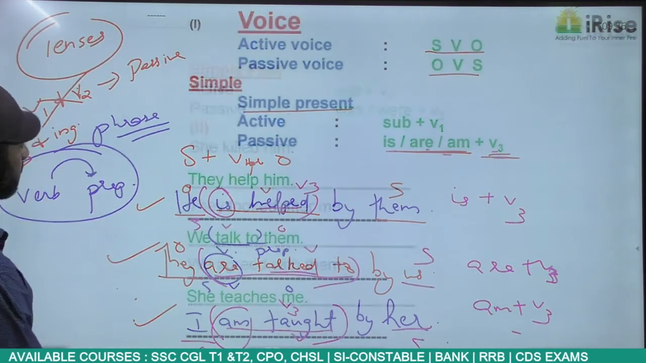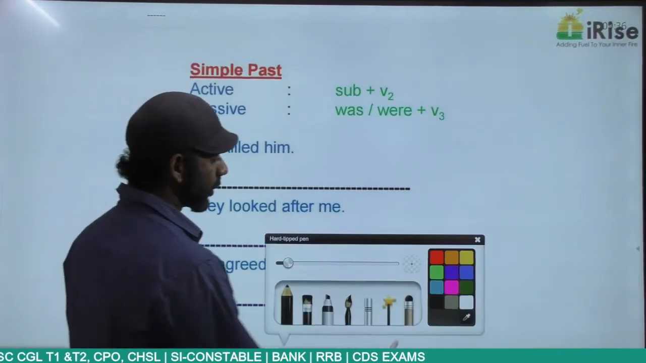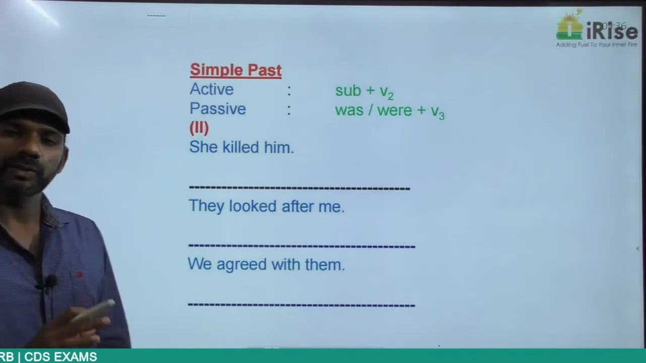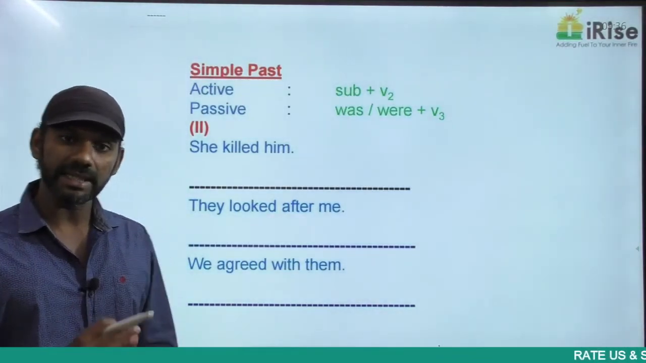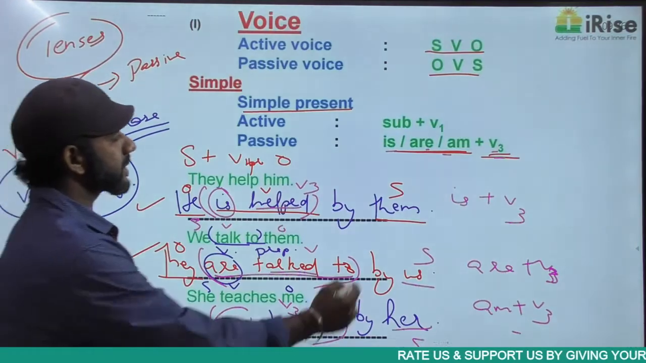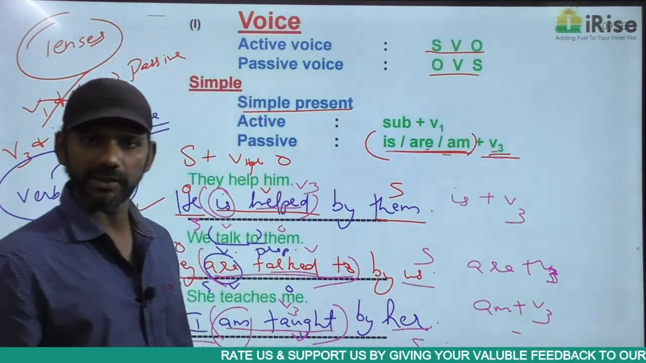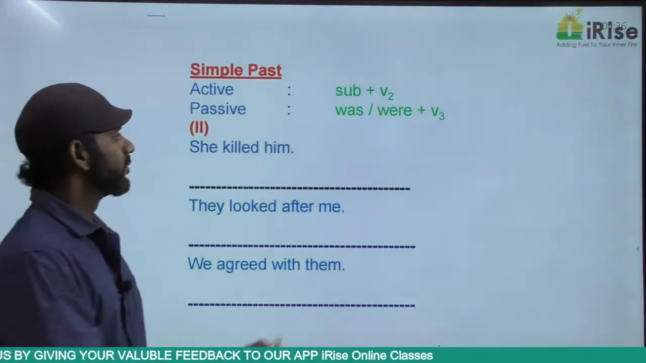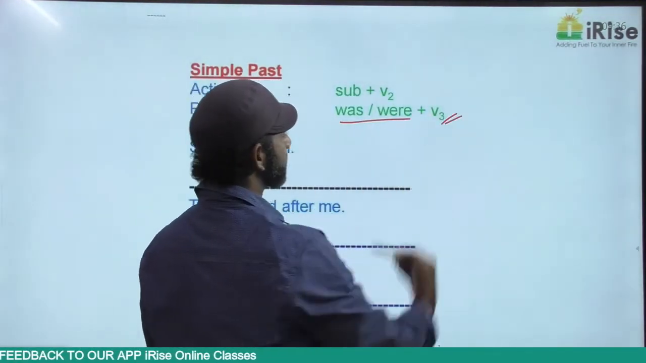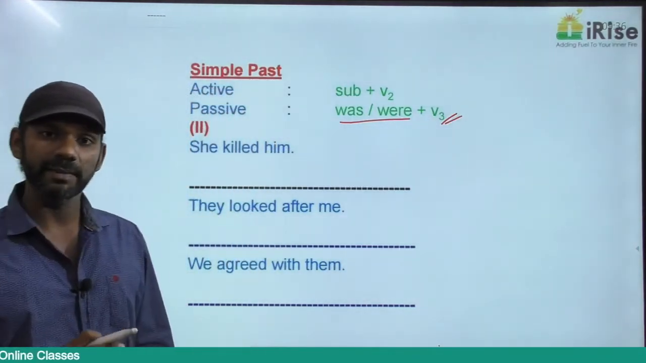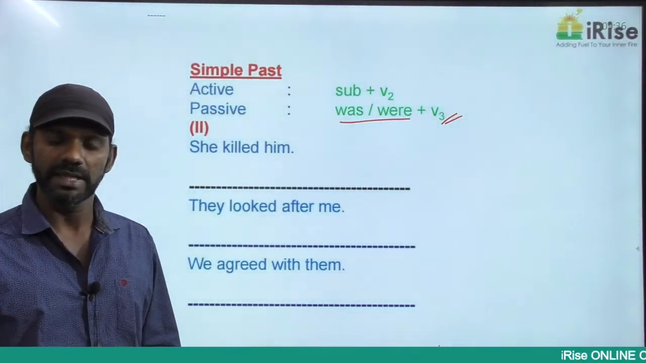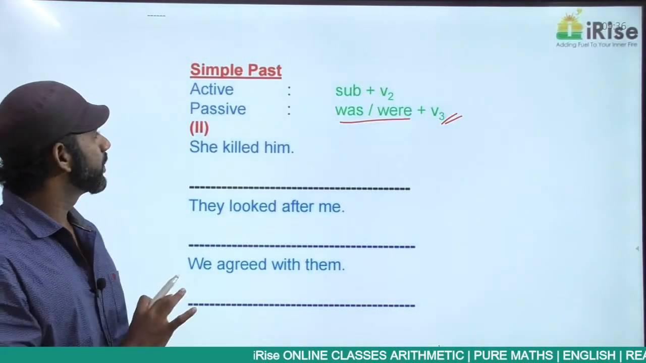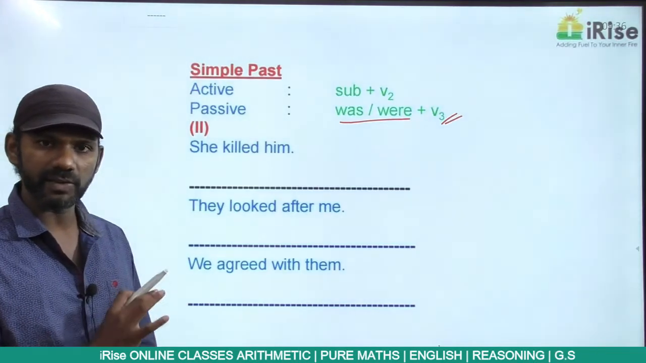The structure of simple past tense in the active voice is subject plus V2. You know that. Now, the structure of simple present in the passive voice is BE plus V3. So, what must be the structure of simple past in passive voice? Was or were plus V3. The past tense of both is and am is was. The past tense of are is were. So replace is, are and am with was or were. So simple past passive voice is was or were plus V3.